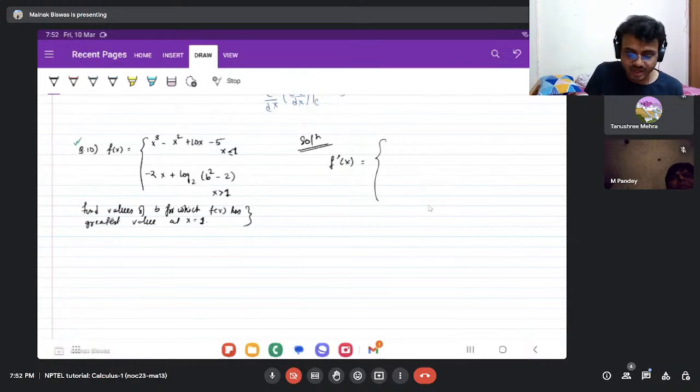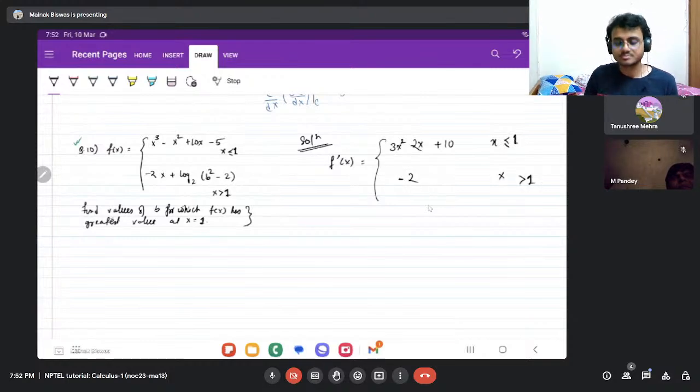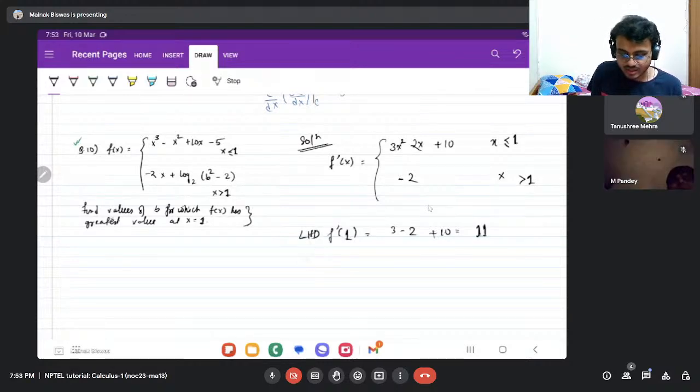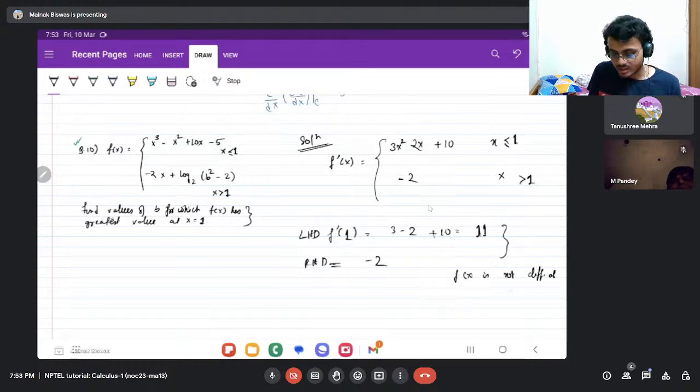Let's see. So f dash x is 3x squared minus 2x plus 10, for x less than or equal to 1, and minus 2 for x greater than 1. Agreed? Yes. So f dash of 1 is 3 minus 2 plus 10. Now seeing at f dash 1, the left hand derivative is 11, the right hand derivative is minus 2, right? So f of x is not differentiable at x equal to 1. Agreed?